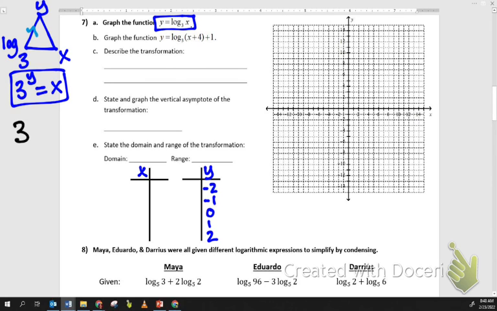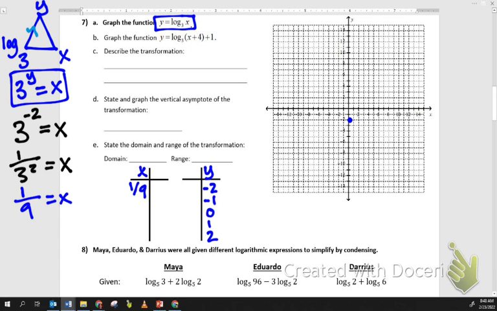So for -2, I would put 3 to the -2 equals x. I know when I have a negative exponent, I flip it to the bottom, and I have 1 over 3 squared equals x. So I know that my first x value will be 1/9. So I would graph my point 1/9, -2. And then I would just keep going.